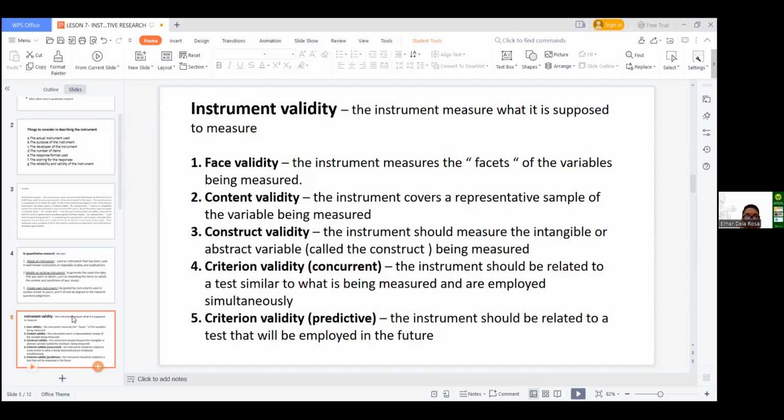Next is the criterion validity, which is either concurrent or predictive. Criterion validity is concurrent if the instrument is related to a test similar to what is being measured and are employed simultaneously.